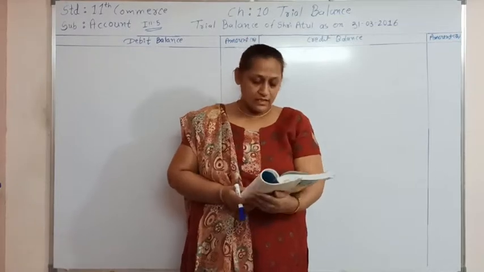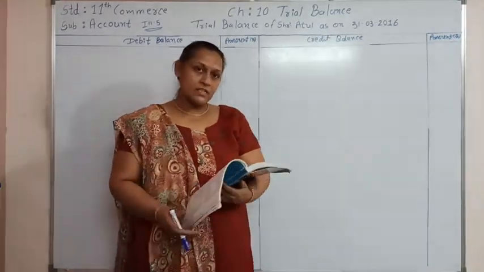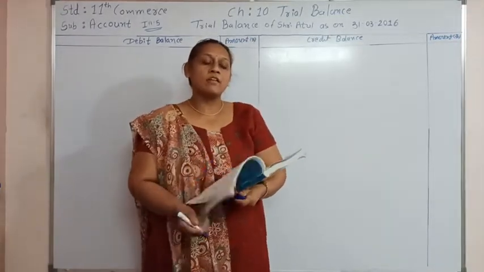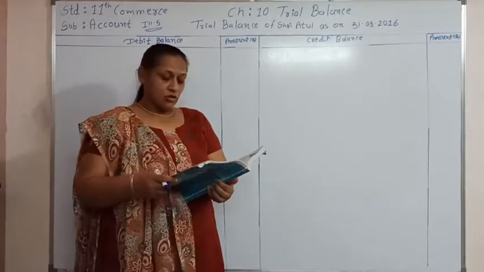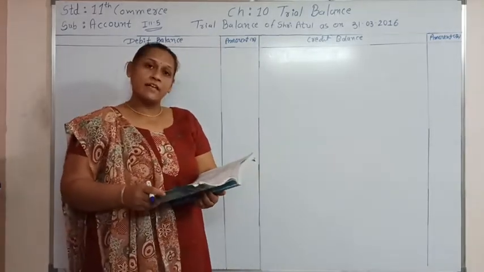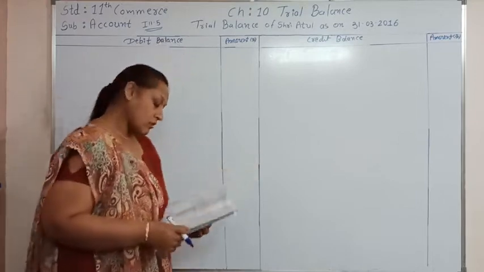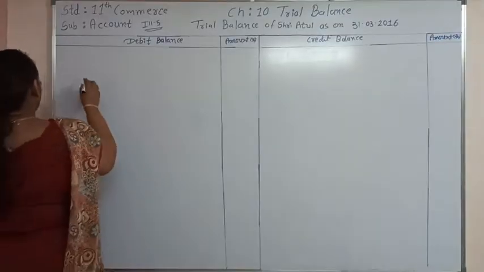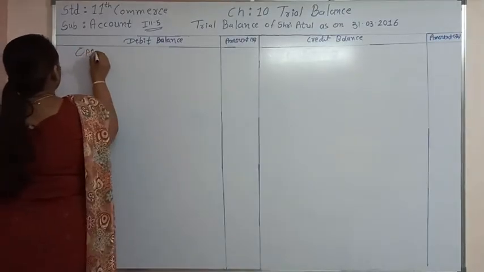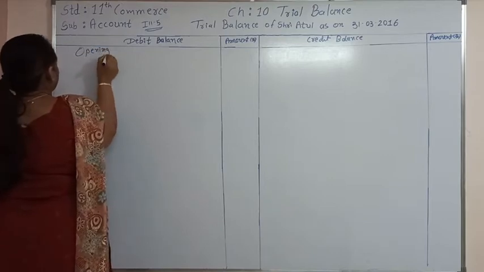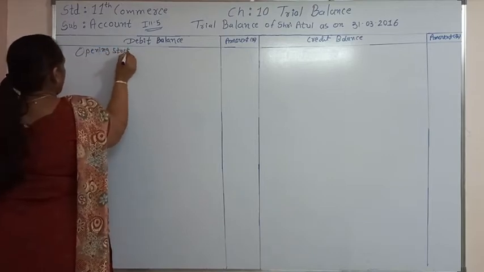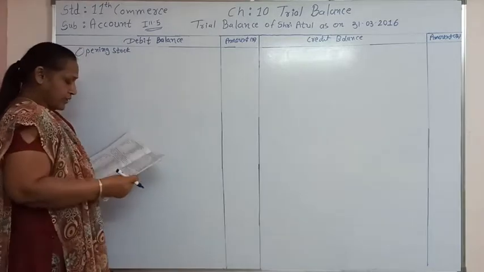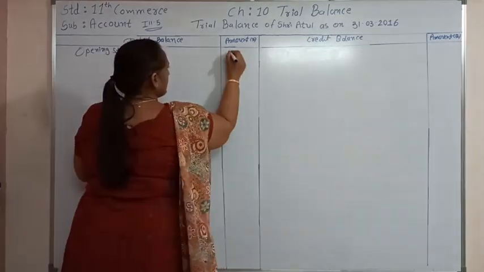So here we can see on the debit side, the very first account given is opening stock. As we know, opening stock has a debit balance, so we will write it on the debit side. So here opening stock, and opening stock has a 22,500 balance.